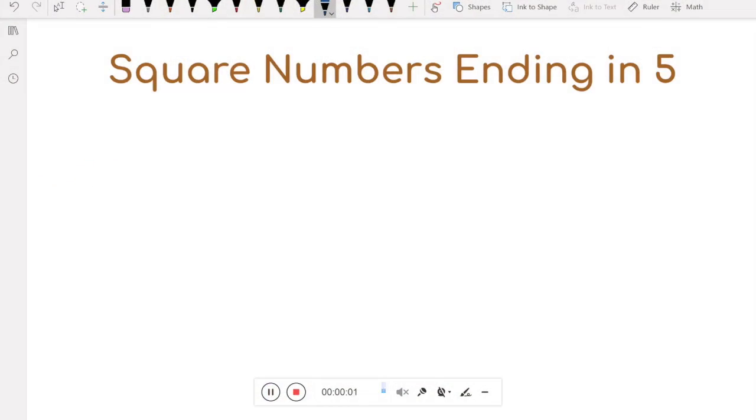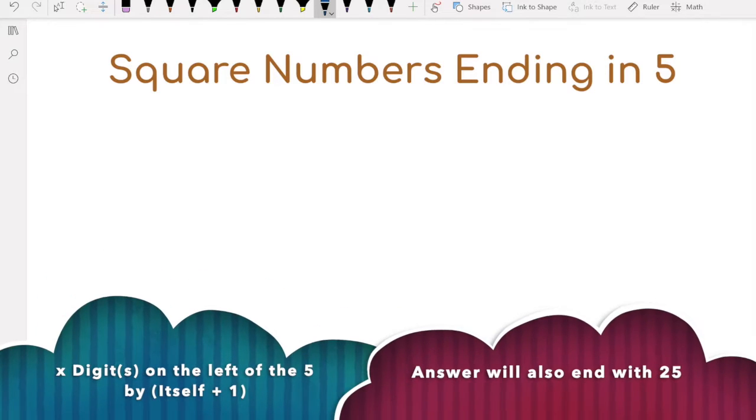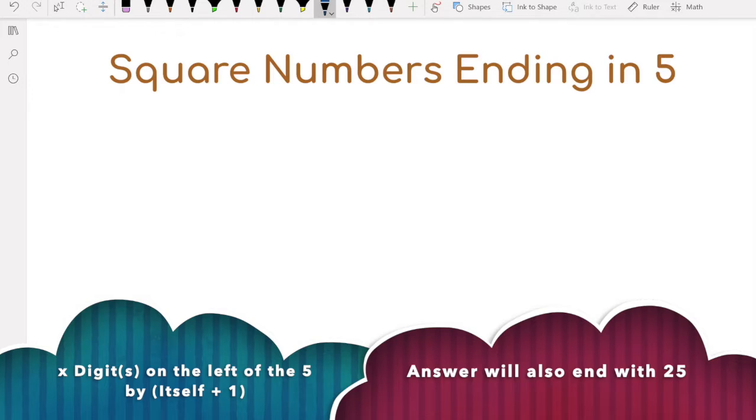Math time. This is a classic rule. You're squaring numbers that end in 5. This one is amazing. You do it in your head. It's quite awesome. So let's do a simple example.